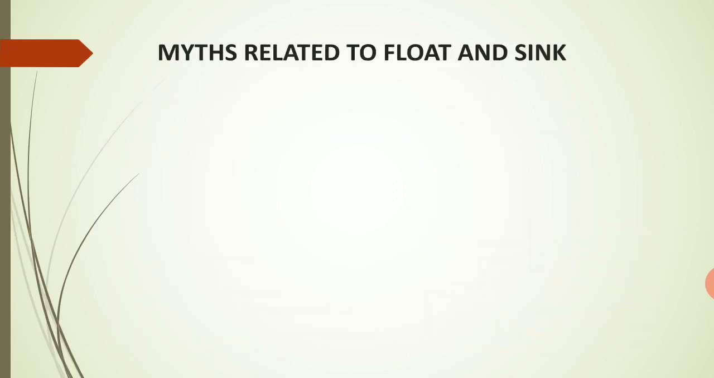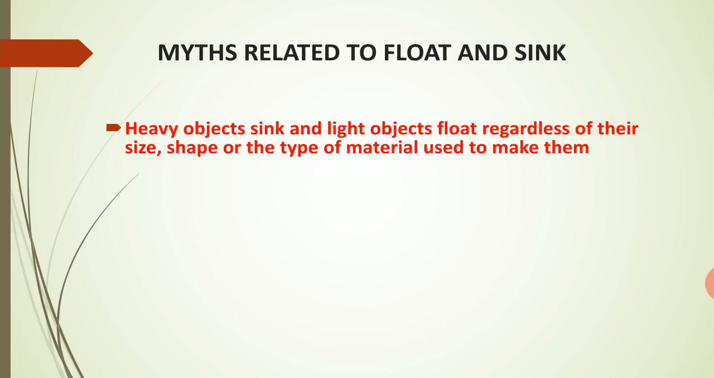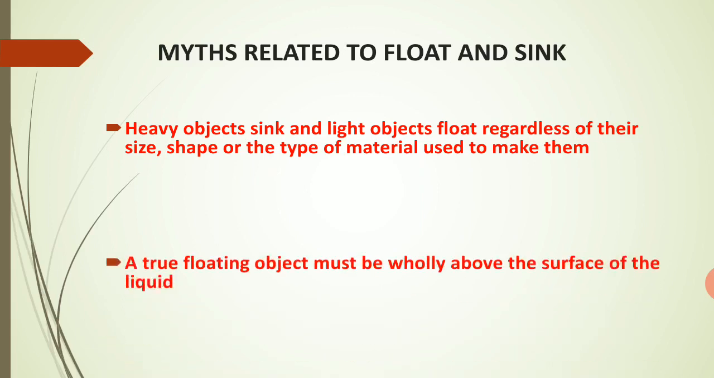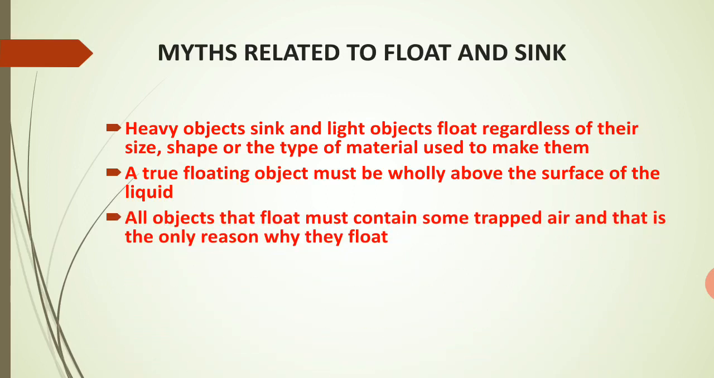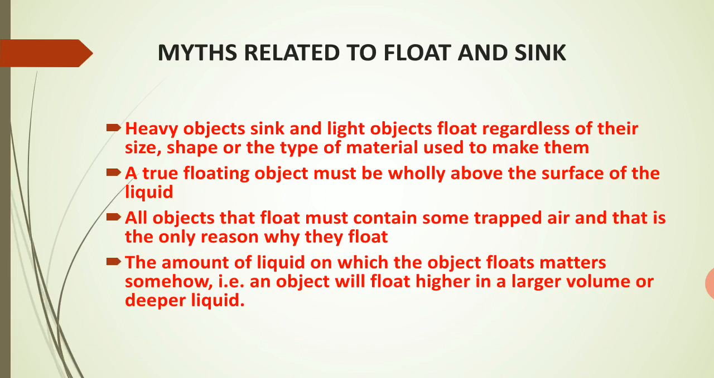Myths related to float and sink. Usually what children or other people think about the things which float and sink: heavy objects sink and light objects float regardless of their size, shape, or the type of material used to make them. A true floating object must be wholly above the surface of the liquid. All objects that float must contain some trapped air, and that is the only reason why they float. The amount of liquid on which the object floats matters somehow, that is, an object will float higher in a larger volume or deeper liquid. These are all the myths which usually people think about the things which float and sink.